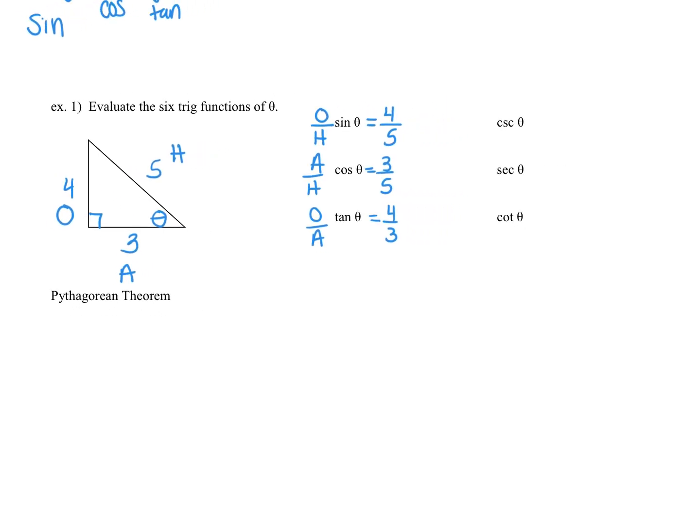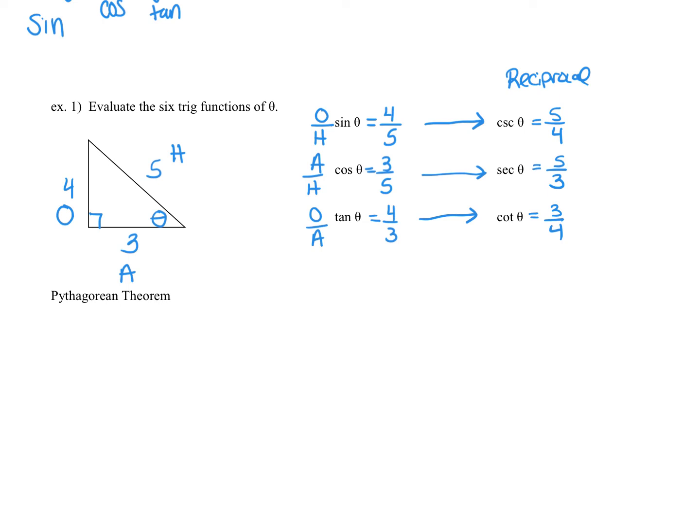Now, on the side are all my reciprocal functions. So cosecant is my reciprocal of sine, so that's going to be 5 over 4. Secant is the reciprocal of cosine, so it's going to be 5 over 3. Cotangent is the reciprocal of tangent, so it's going to be 3 over 4.